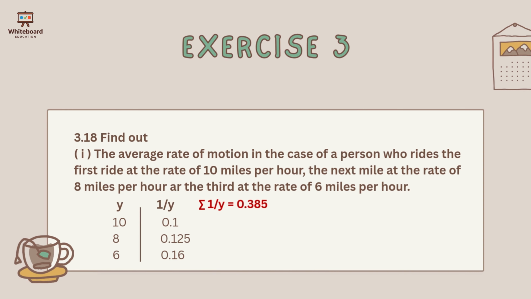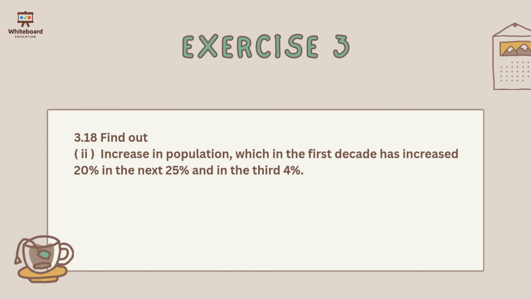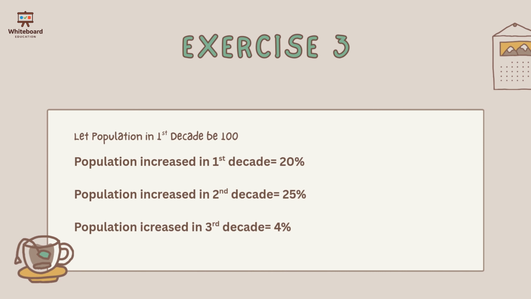Take the summation of it, which is equal to 0.385. Now, using the simple harmonic mean formula, putting in the values: number of observations 3 over the sum of reciprocals of y, 0.385. Thus the answer is 7.792. Moving on to part 2. Increase in population, which in the first decade has increased 20%, in the next 25% and in the third 4%. First let the population in the first decade be 100.